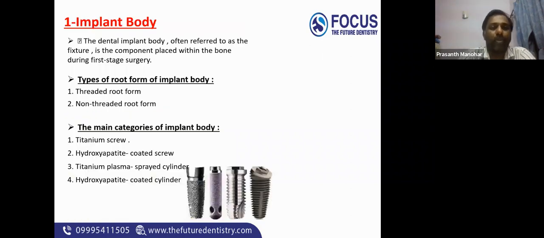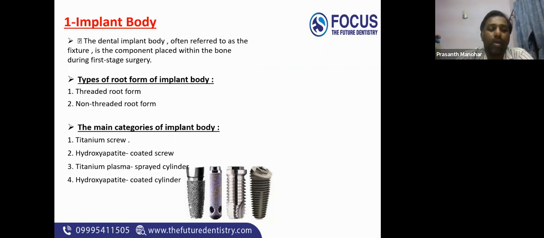Now coming to the implant body. The implant body is the main structure of the implant. It can be threaded or non-threaded. If you have a thread around the implant, then that is a threaded type of root form implant. Non-threaded means there won't be any thread; it will be a smooth surface. Understood?